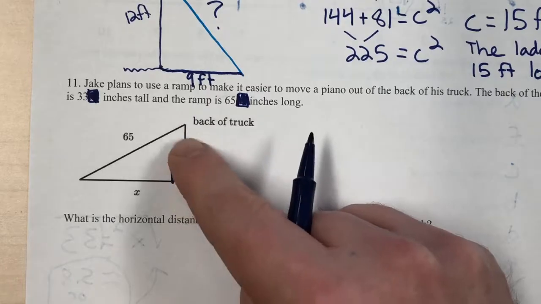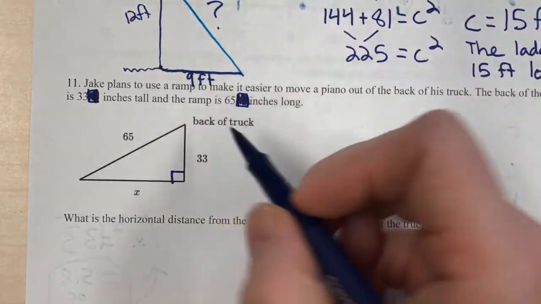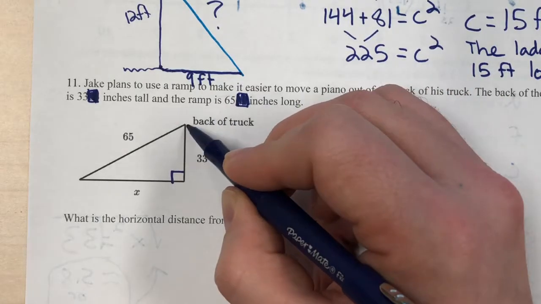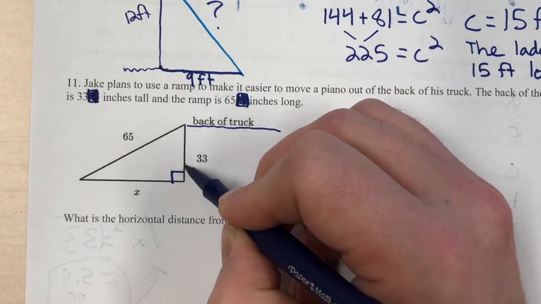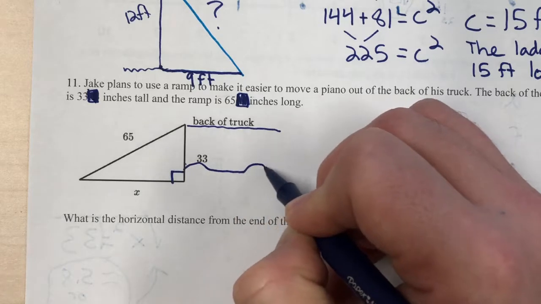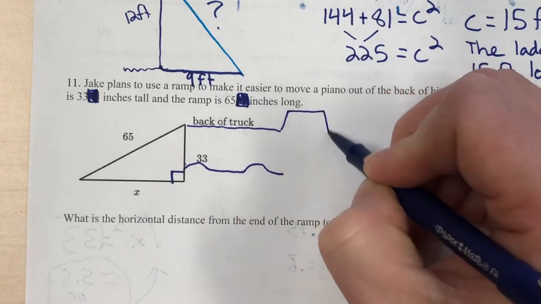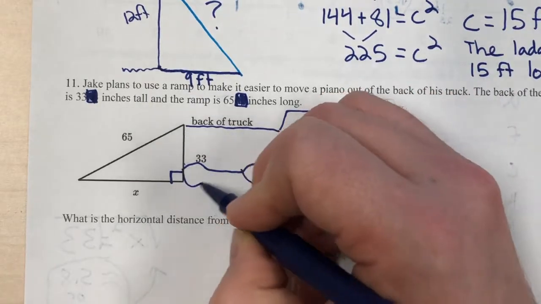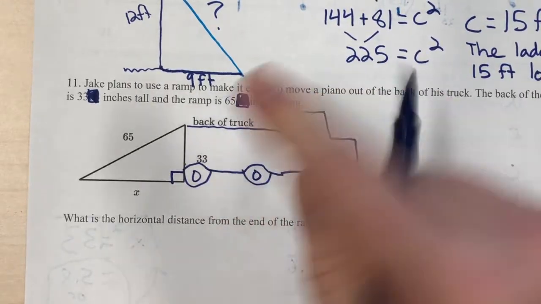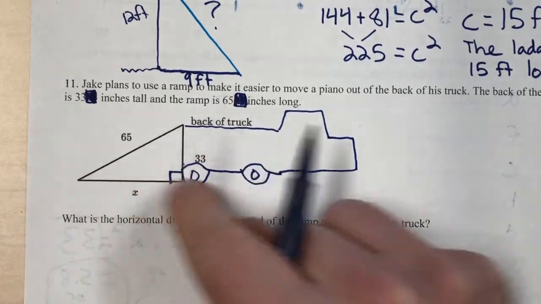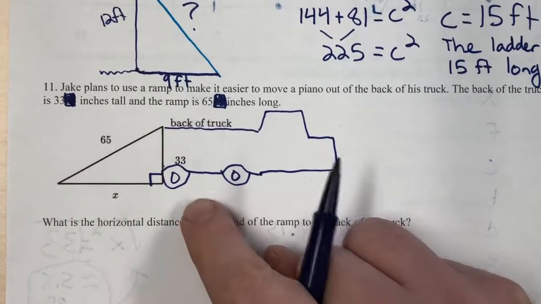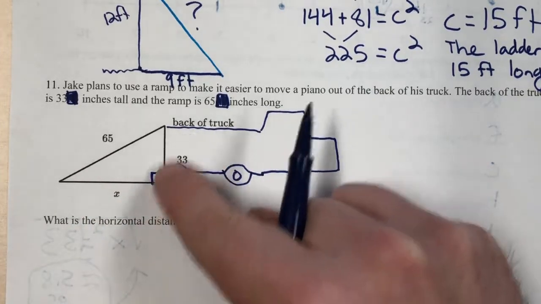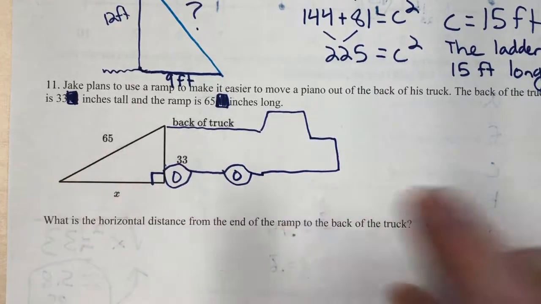So here's the back of the truck. If I were to draw a picture of this moving vehicle, you've got the wheels here, like that. You've got the cab. Yeah, I know, it's an awesome picture, right? So you've got these tires. The back of the truck's here off the ground. Here's the ramp, and we're trying to figure out this distance from the bottom of the truck to the base of that ramp.